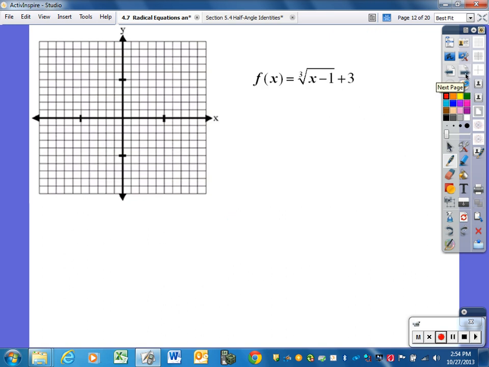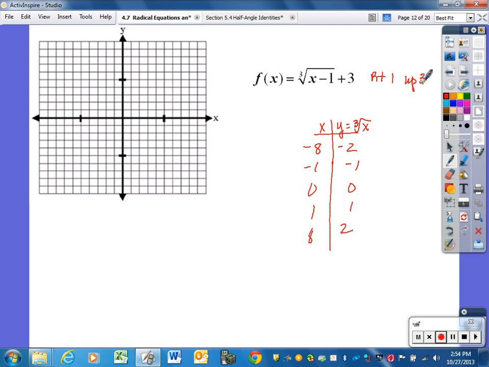You try this one. From my parent function, y equals cube root x. Cube root, I can do negatives. If you want, negative 8, negative 2, negative 1, negative 1, 0, 0, 1, 1, and 8, 2. What's my shift? Right 1, up 3, from 0, 0. Right 1, up 3. Draw in your new origin.